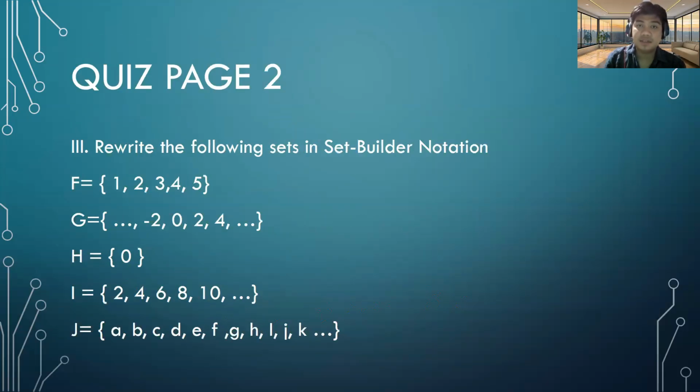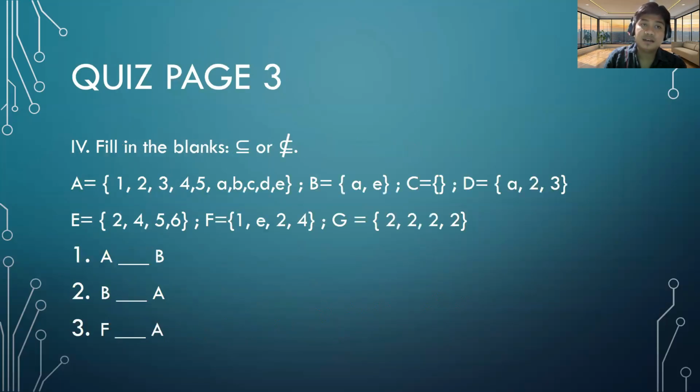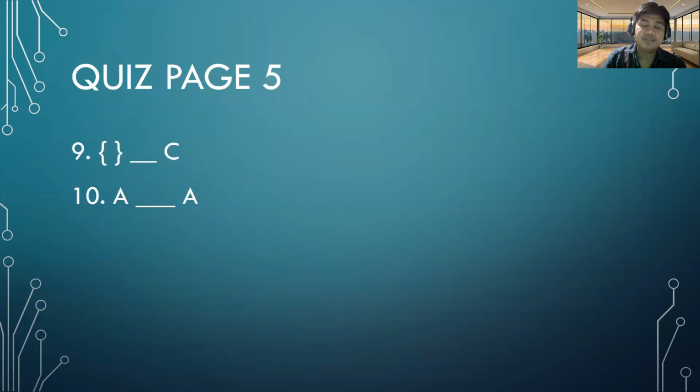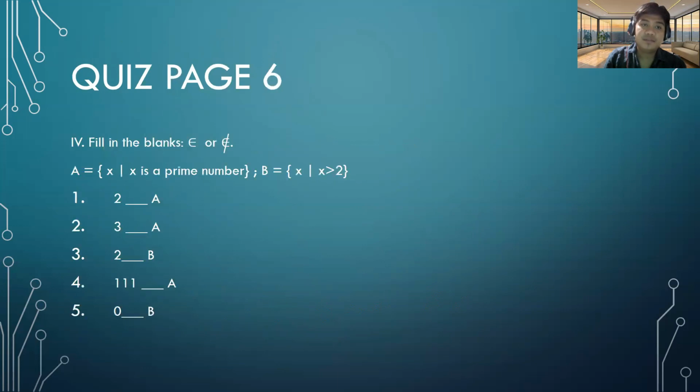So rewrite the following sets in set builder notation. And we have page 3, not set 3. And we have page 4, and we have page 5, and then we have page 6.